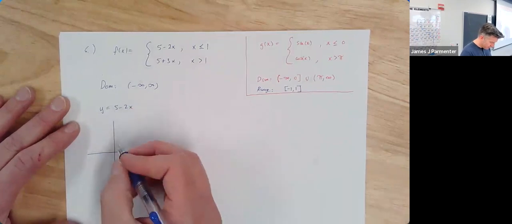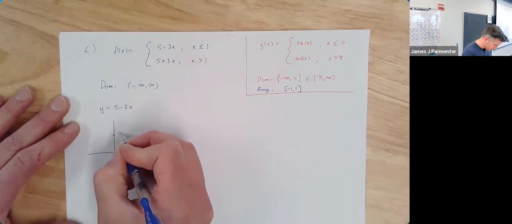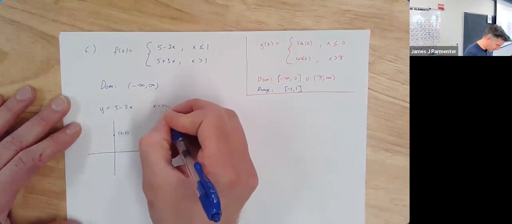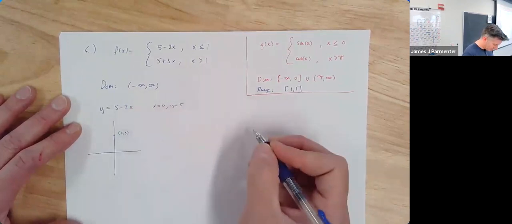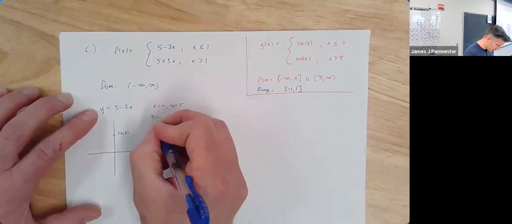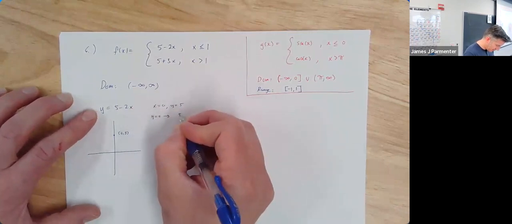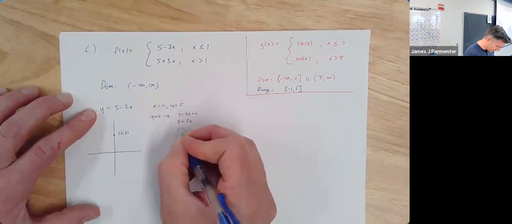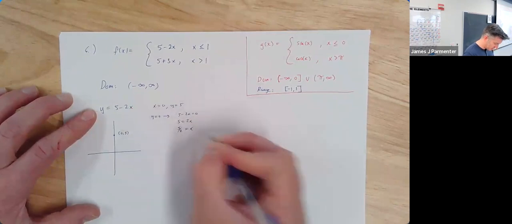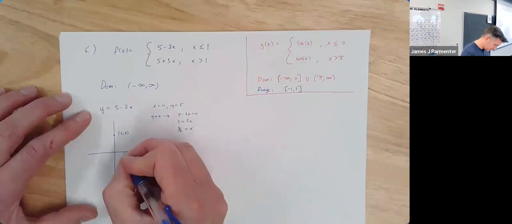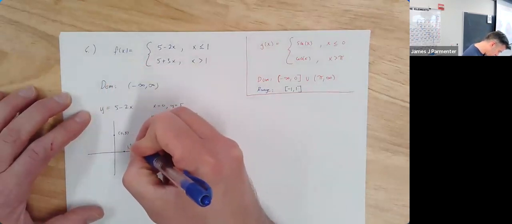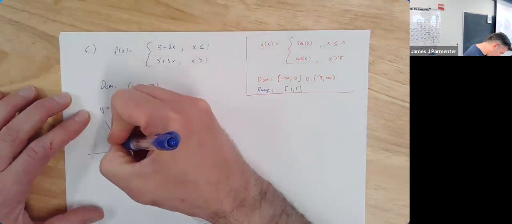The y-intercept would be 5. If I set x equal to 0, y equals 5. And the x-intercept, if I set y equal to 0, I'm going to get 5 minus 2x equal to 0. So 5 equals 2x, so 5 over 2 equals x, or 2.5. So my line looks like that.